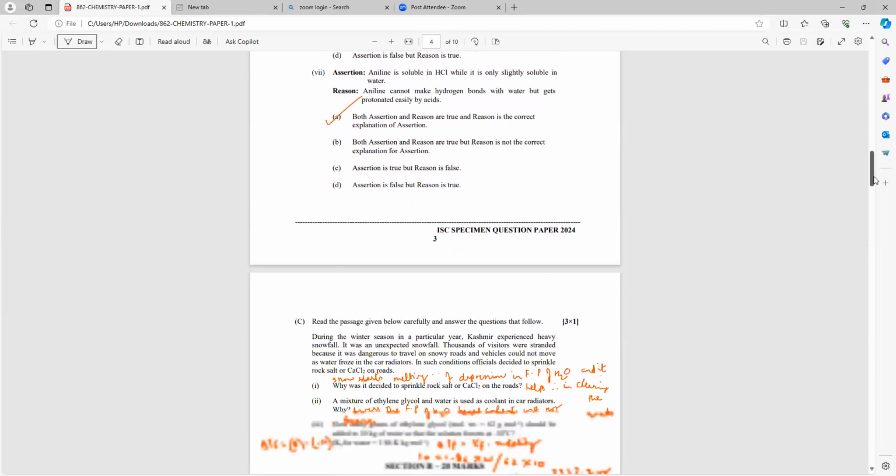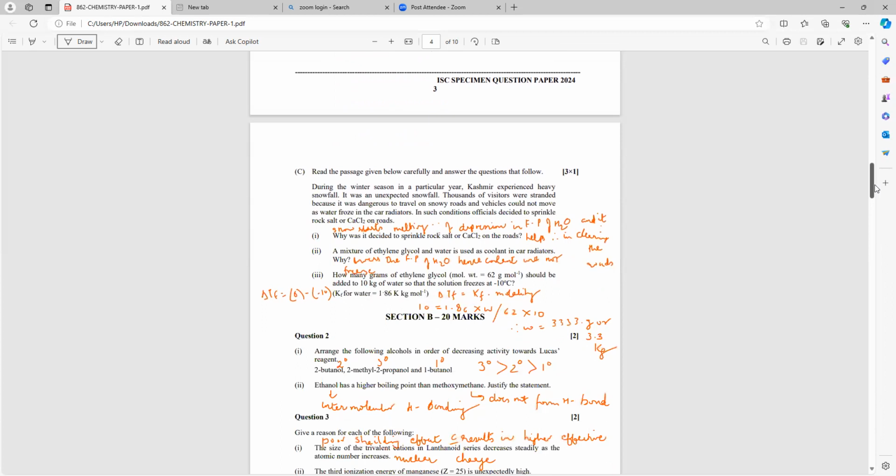Now, this is a new question format which they have introduced this year in the specimen paper, that is the passage question. Now, the question says, during the winter season in a particular year, Kashmir experienced heavy snowfall. It was an unexpected snowfall. Thousands of visitors were stranded because it was dangerous to travel on snowy roads and vehicles could not move as water froze in the car radiators. In such conditions, officials decided to sprinkle rock salt or calcium chloride on roads.